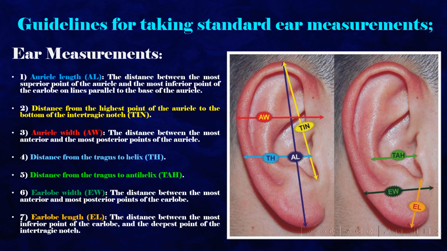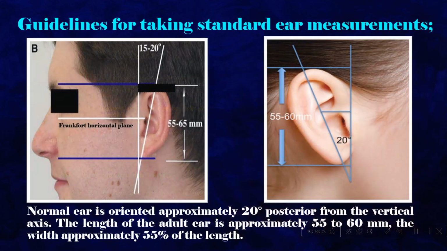6. Earlobe width, EW, the distance between the most anterior and most posterior points of the earlobe. 7. Earlobe length, EL, the distance between the most inferior point of the earlobe and the deepest point of the intertragic notch. Normal ear is oriented approximately 20 degrees posterior from the vertical axis. The length of the adult ear is approximately 55 to 60 mm, the width approximately 55% of the length.